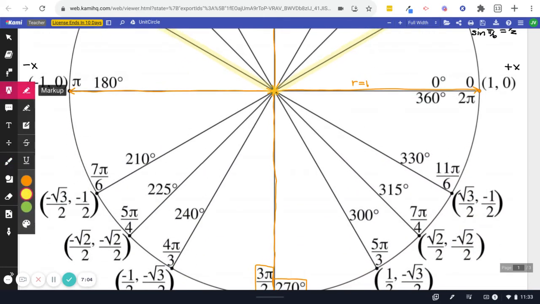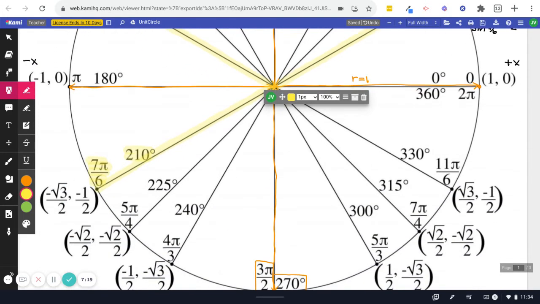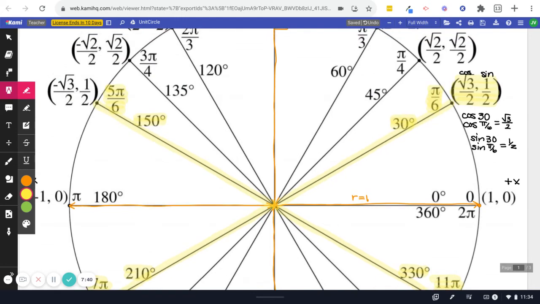Now, there's another one, and it's 7 pi over 6, or 210. And it's got the same ordered pair, negative root 3 over 2, negative 1/2. And then same with 11 pi over 6. All 4 of those, all of the ones that are over 6, all have the same ordered pair. It's just a matter of what's positive and what's negative. Okay, so that's pretty cool.